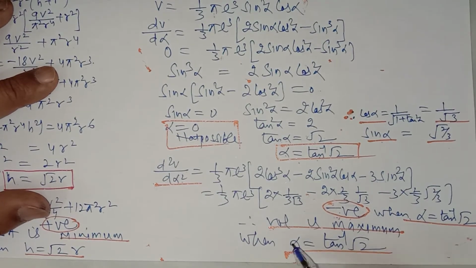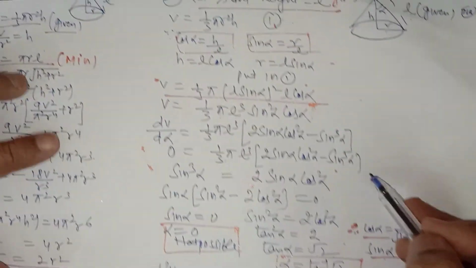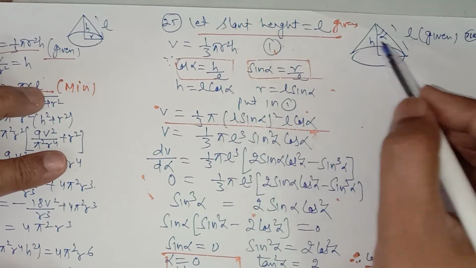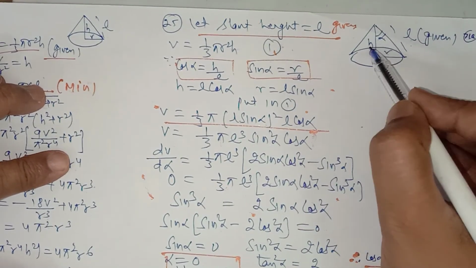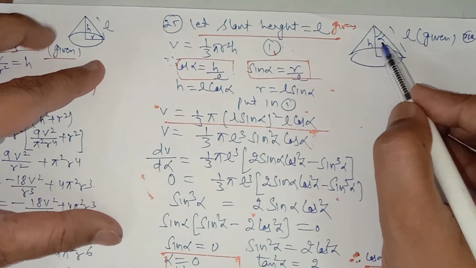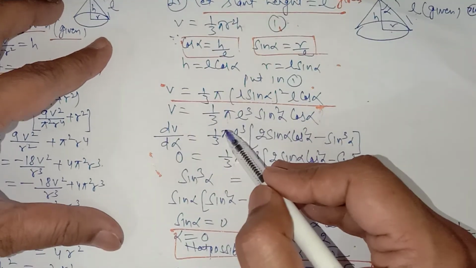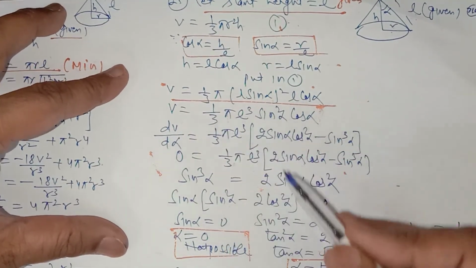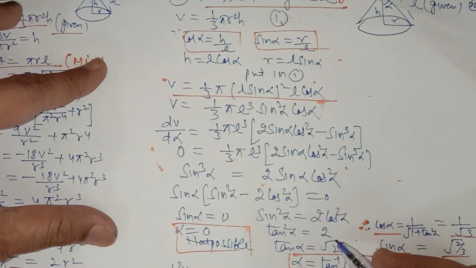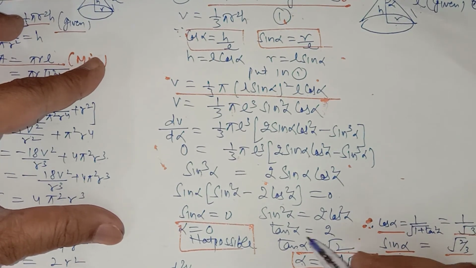So it is a good question. Alpha, that is the semi-vertical angle, you have to find, and slant height is given. So we have converted radius and height in terms of slant height and semi-vertical angle alpha, and we have proved that the second derivative of volume is negative when alpha is tan inverse root 2 or tan alpha is equal to root 2.